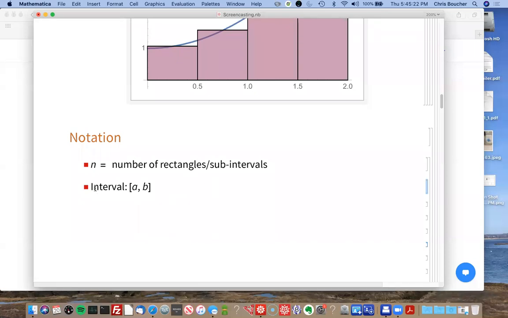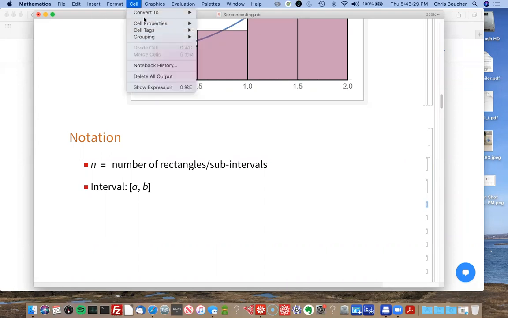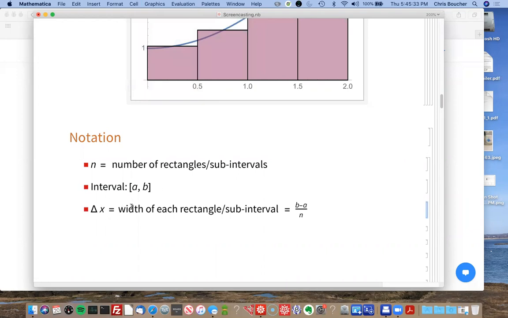Okay, sorry for the little gap there, but we're back. More notation for our Riemann sums. We've got the number of rectangles and the interval. We know now that each rectangle is going to have the same width, and we will denote that width by delta x.